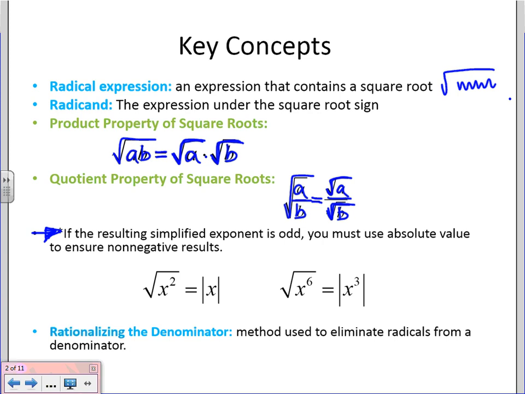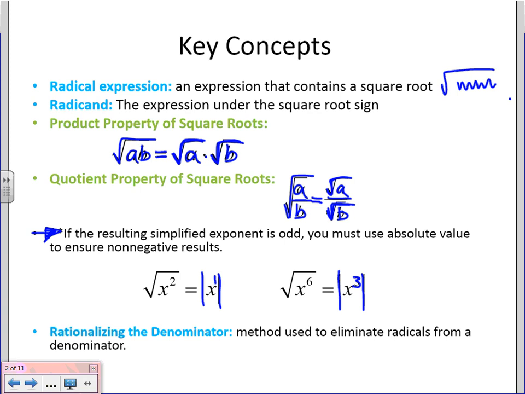So what we need to know from this is if the resulting simplified exponent is odd. We're going to be simplifying with exponents and variables, and if we pull out something that has an odd exponent, you've got to use absolute value signs to ensure non-negative results. So if I pull out an x, my exponent is odd, which means it's 1, right? I've got to have absolute value bars around it. If I pull out an x cubed, now my exponent is odd, I've got to have absolute value bars around it. And this will just ensure that I won't have negative results.